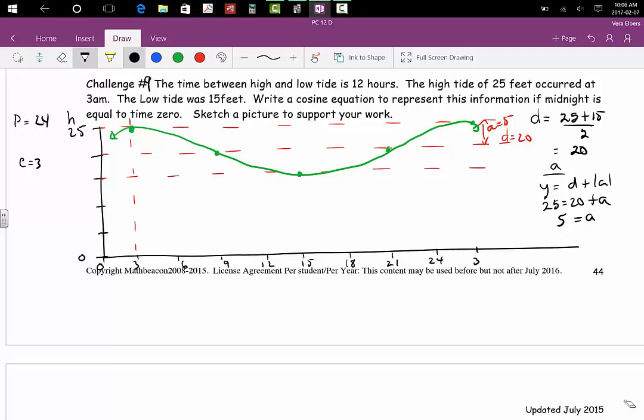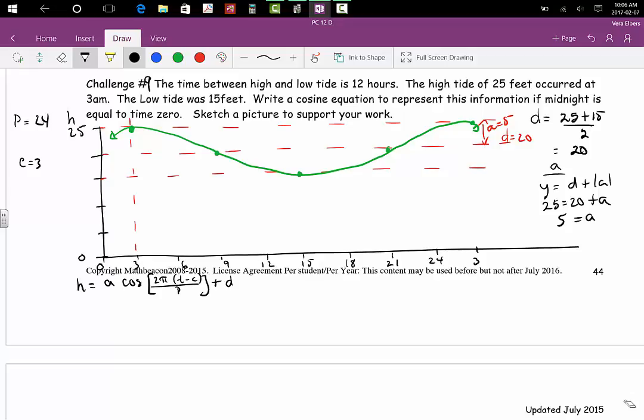I can get a sine graph from this graph. I can get another cosine graph. So we're going to write a couple of equations just to illustrate that, okay? All right, so our format then is going to be H equals A times cos of 2 pi times T minus C over our period plus our vertical displacement.